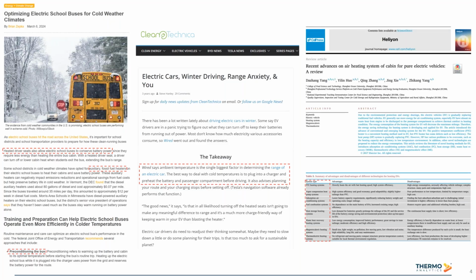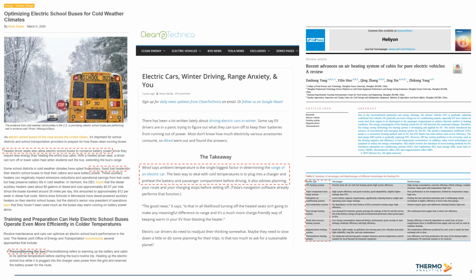And then a little more from the scientific side of things, there's an article here that talks about some recent advances and different design options for air heating systems for electric vehicles. And the table that's highlighted here talks about the many different types of heating systems that might be applied for an EV, going all the way from PTC systems to vapor compression and to more novel concepts like waste heat recovery or even thermoelectric devices.